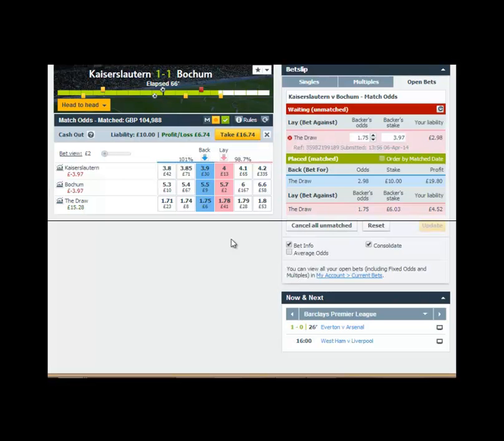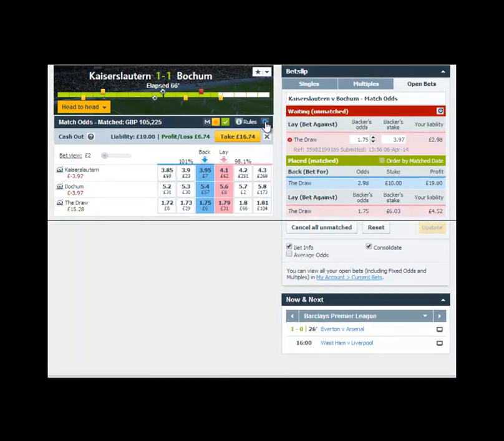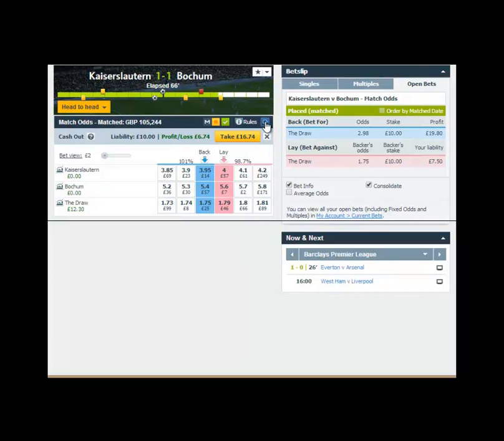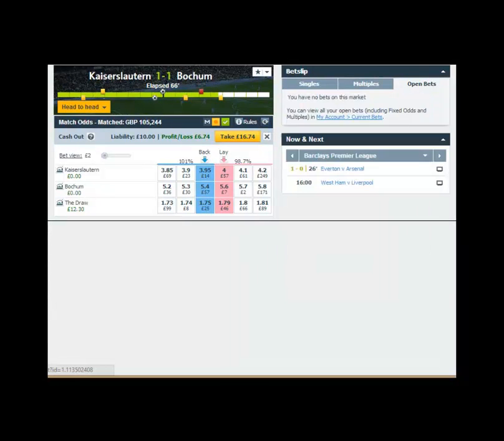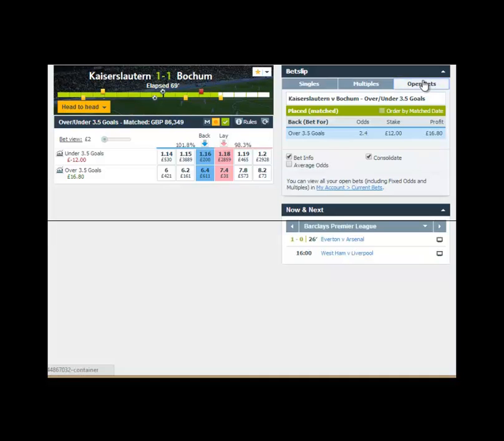It's on to 67 minutes now in the Kaiserslautern game, and given the fact there has been a red card already, I decided to lay the draw a little bit earlier at 1.75. I would normally look to get out round about the 1.50 mark. So I've laid the draw for £10 at 1.75, and I'm laying it again at 1.58.